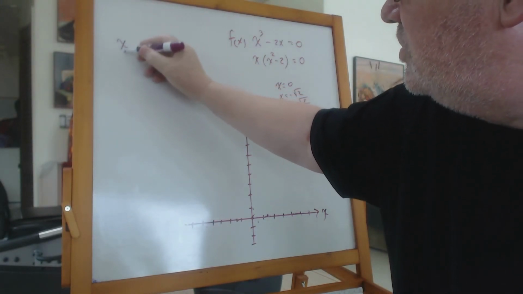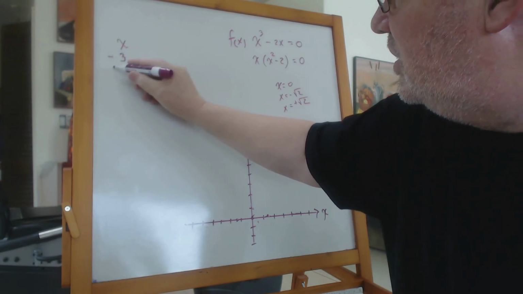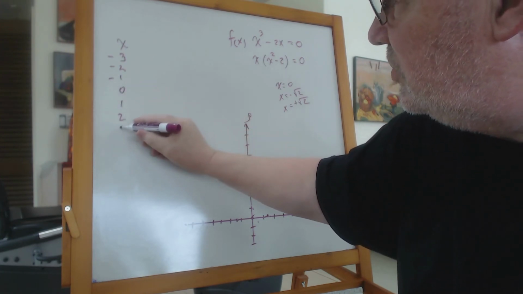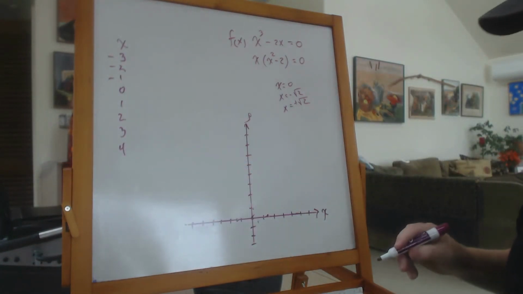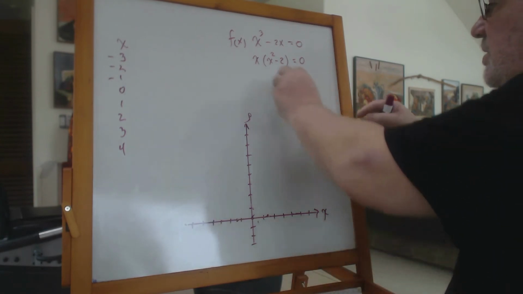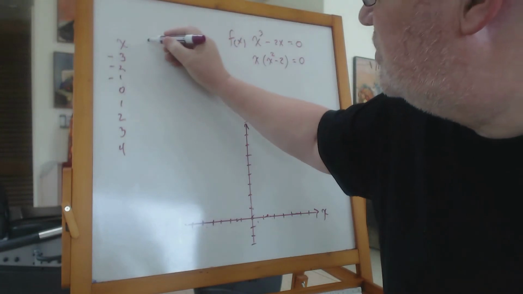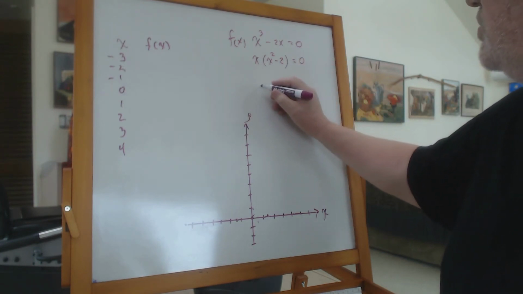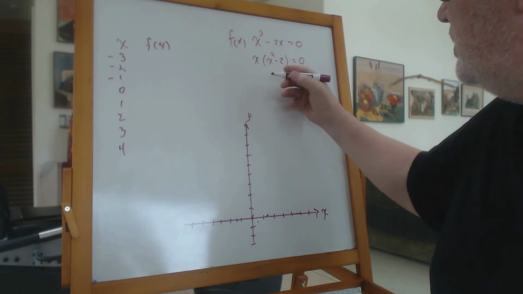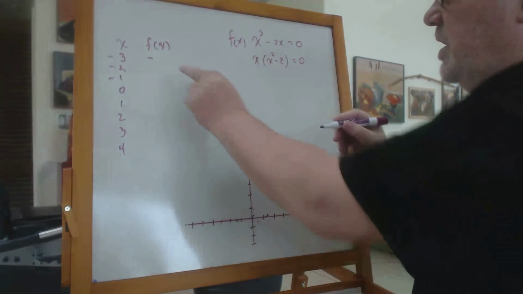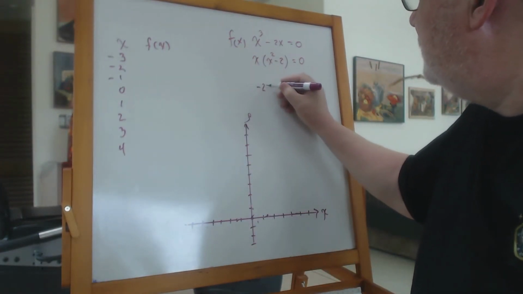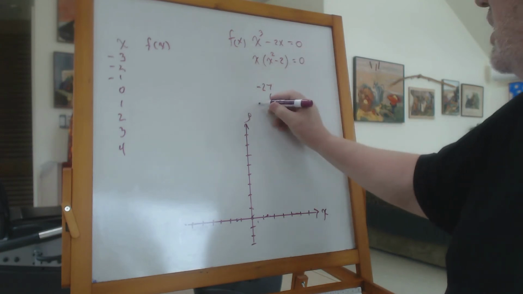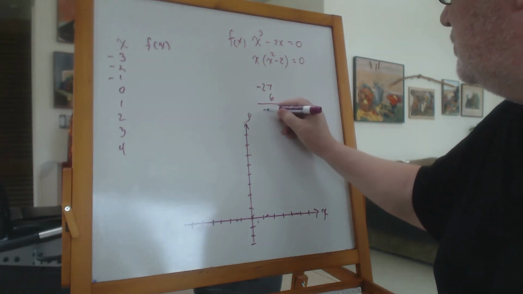So we have x equals, let's say, negative 3, negative 2, negative 1, we have 0, 1, 2, 3, 4. Let's take a look at that. If we have f of x in the table, which is x cubed minus 2x, so if x is minus 3, we got minus 27, plus 6. Minus 27 plus 6, so that's minus 21.